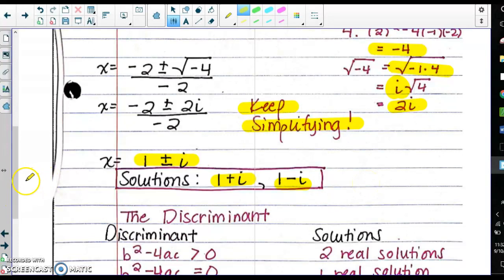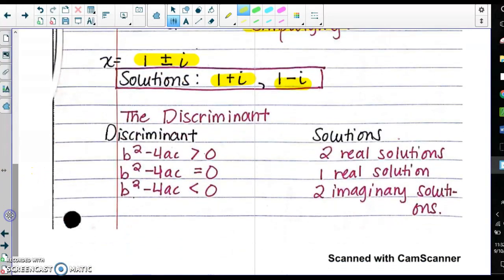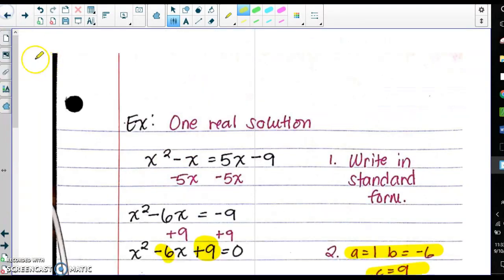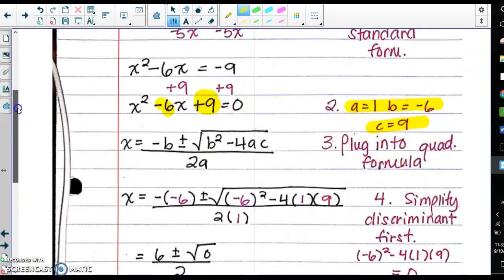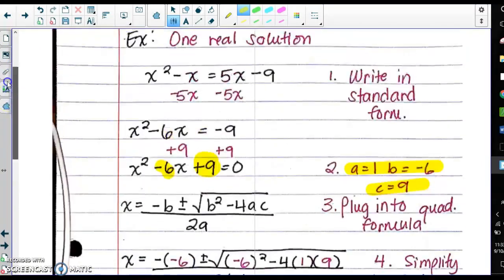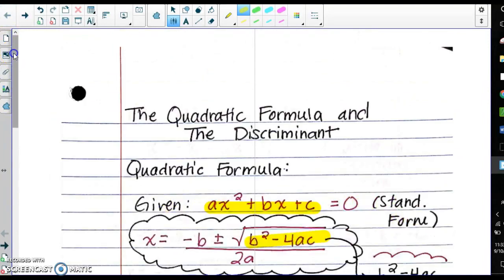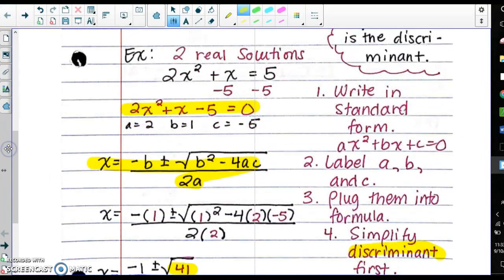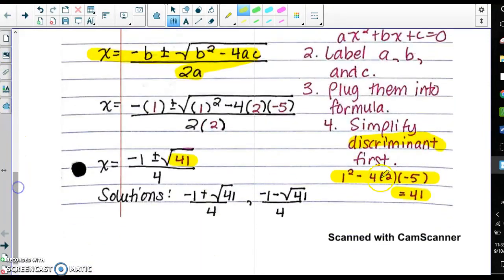All right. Lastly, the discriminant. As we work through these examples, you should see that there were three types of discriminants. The first example, we had two real solutions, and our discriminant was greater than 0. I'll go back and show you. Our discriminant turned out to be 41, I believe. Yes, 41, and that is definitely greater than 0.